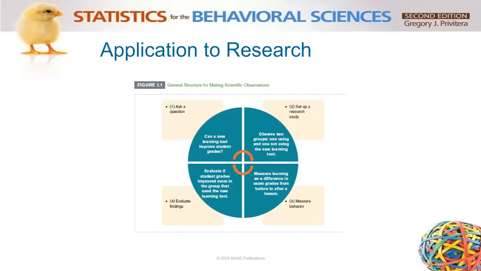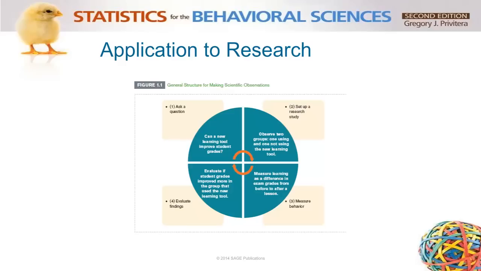So maybe we want to know, I don't know, what motivates students in online classes, or what are barriers to students completing online classes. So we have a research question. The next thing we'll do is we'll set up a research study surrounding that question. So we might just develop a survey and ask students, what do you view as the barriers to completing an online course? And we ask a couple hundred students those questions.